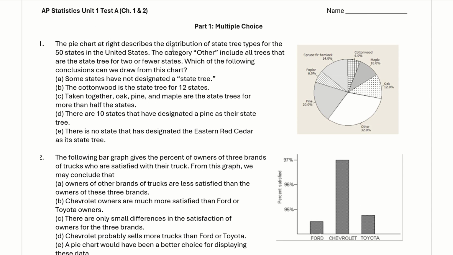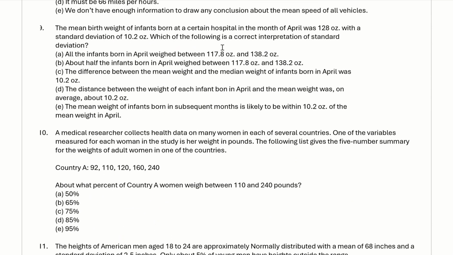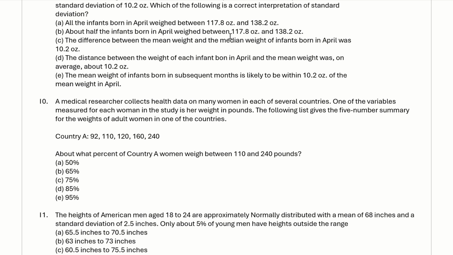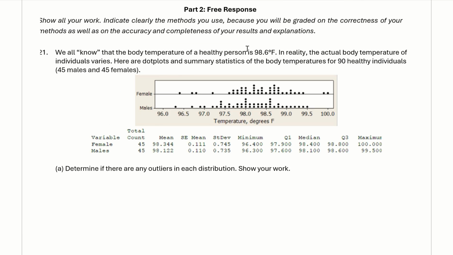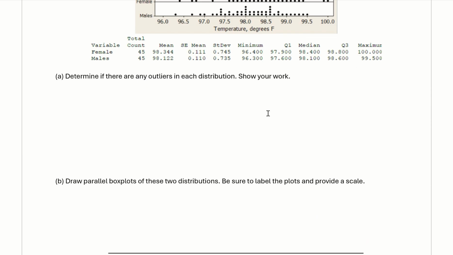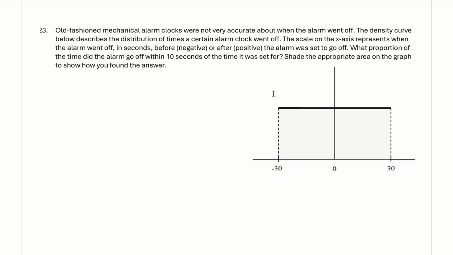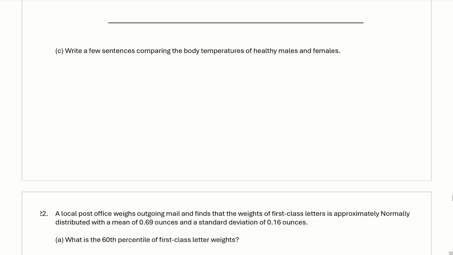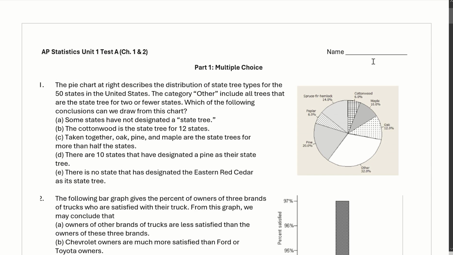Unit 1, remember, Unit 1 has 2 chapters in it. It's chapters 1 and 2. The first 10 questions are chapter 1 related. The second 10 questions are chapter 2 related. And then for the free response, we have one big question with parts that is chapter 1 related, and the other 2 questions are chapter 2 related. So a little bit from each chapter. All right, so here we go.